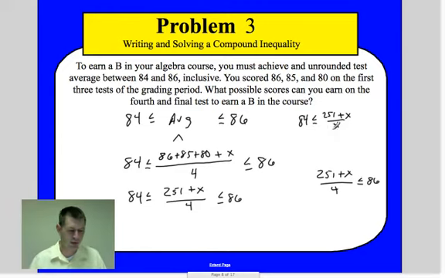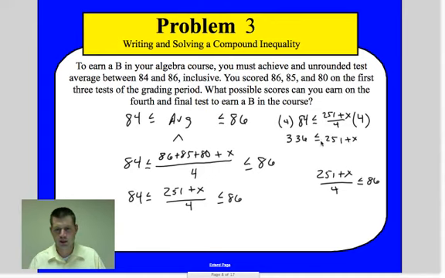Now all we have to do is multiply by 4 here, which means that we get 336. Okay, so we're going to multiply both sides by 4. It's going to cancel out the 4's on this side, we get 336 and 251 plus x. Okay, then we subtract 251, and that means our lowest score can be an 85. Okay, if we subtract 251 over to here, it's 85.